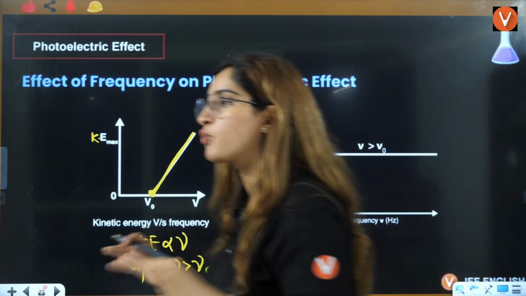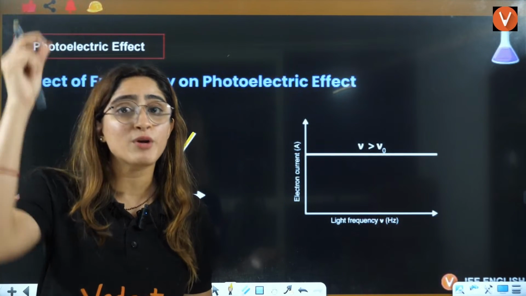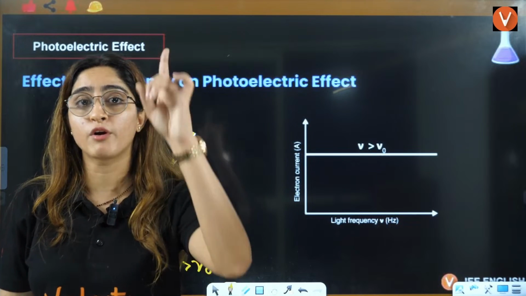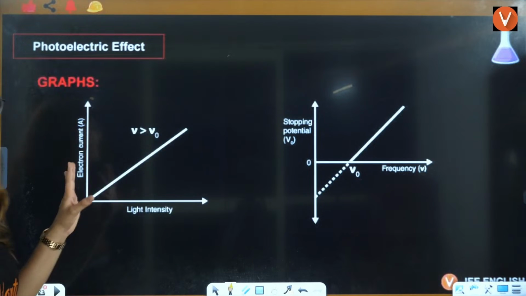It is not going to change, because current is the number of electrons ejected, and the number of electrons ejected depends on the number of photons, not on the frequency. So that's why it's a constant graph. These graphs are very important.